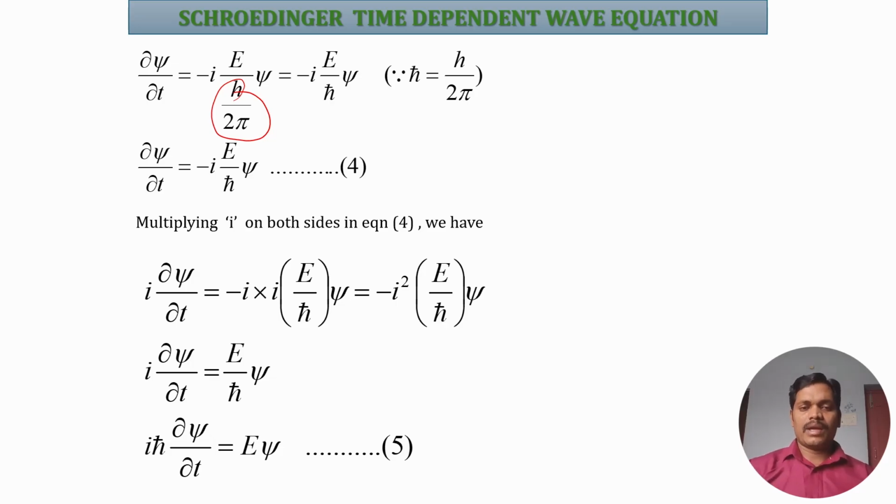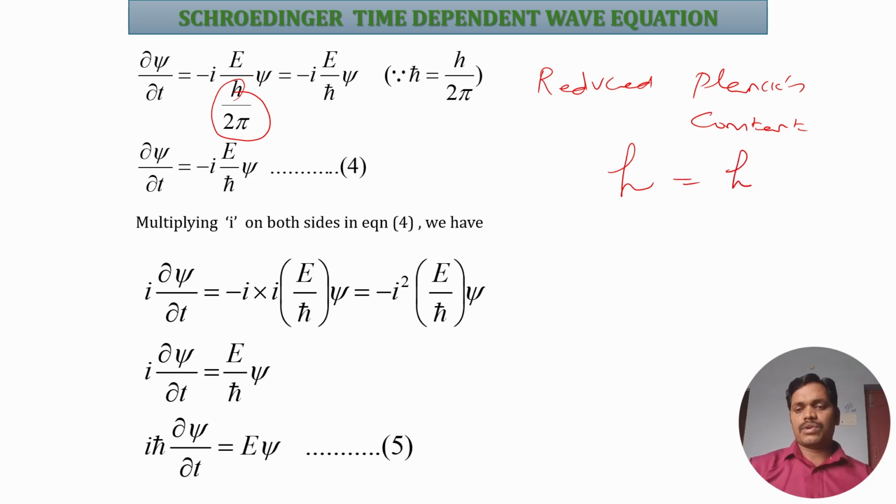As we all know, h cross is the reduced Planck constant, which I have already explained, but still make sure that if you are using h, it is the Planck constant. If you are using h cross, it is the reduced Planck constant. So instead of h/2π, you can substitute h cross. So you can have ∂ψ/∂t = -i into E/ħ into ψ.